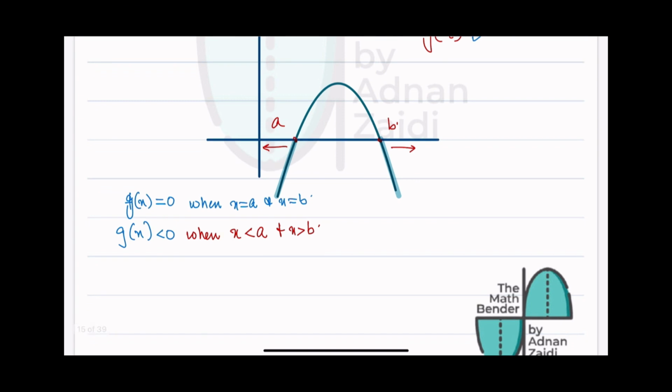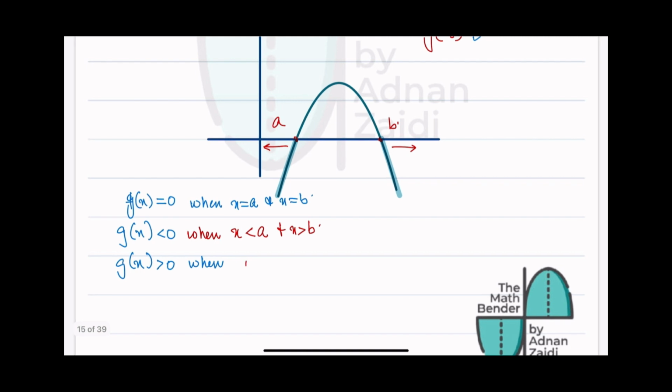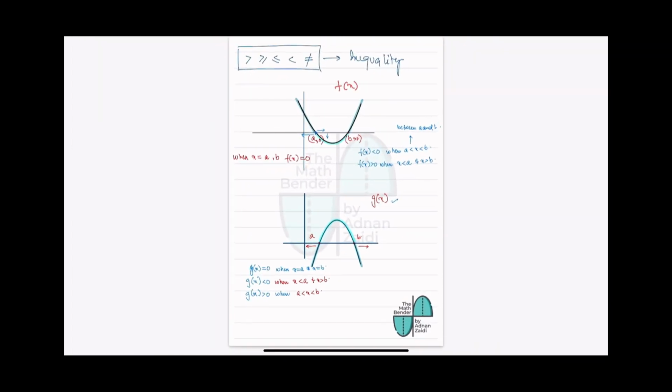And same goes, g of x is greater than 0 when a is less than x is less than b, meaning between a and b. If I highlight that, it is going to be this one. As you can see, the curve is above the line. So this is a basic idea of how a quadratic inequality may look.